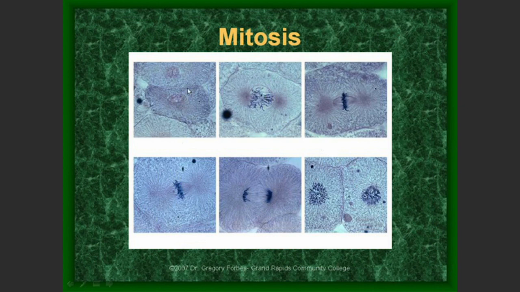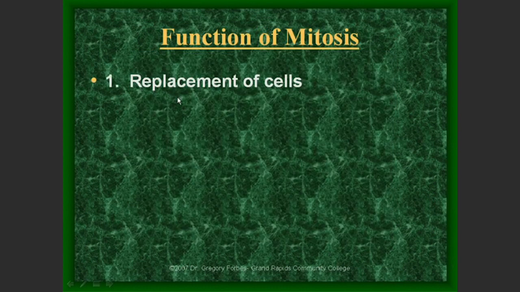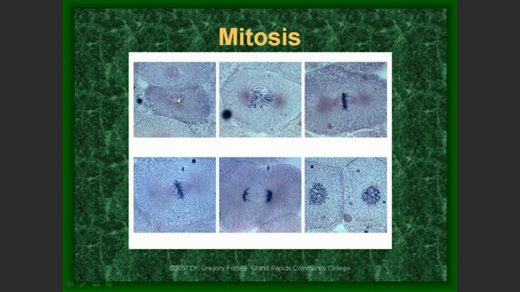Take a look over here. Let's take a look at this cell. Here's the cell membrane. Here's the nuclear membrane. What stage is this? Do you have it? This is interphase. We know that because we can't see any sister chromatids. We can't see any chromosomes.